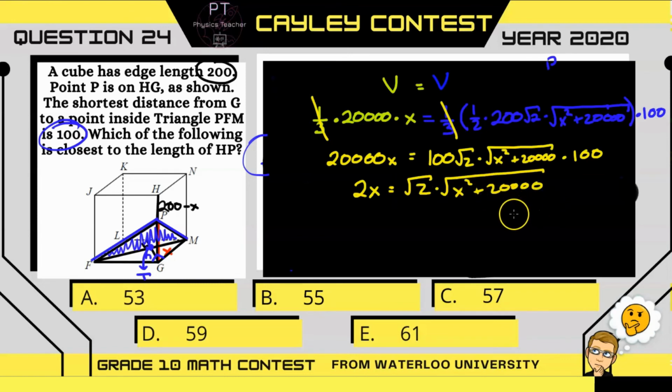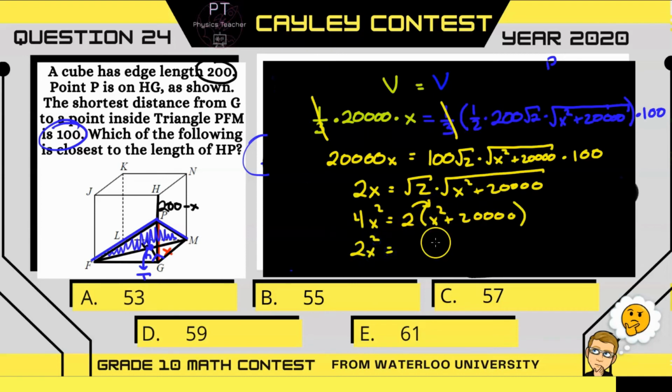Now I don't like those square roots. Let's square both sides. That's going to give us 4x squared is equal to 2 times x squared plus 20,000. Okay, let's distribute, collect like terms. So this is going to give us 2x squared. Subtract it from both sides, and we're left with 2x squared equals 40,000. Divide both sides by 2. We have x squared equals 20,000.